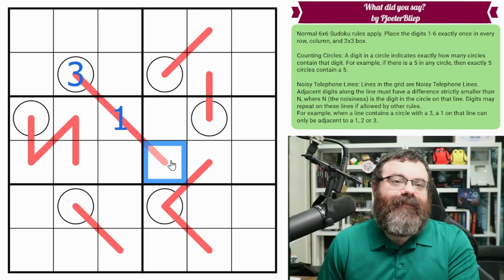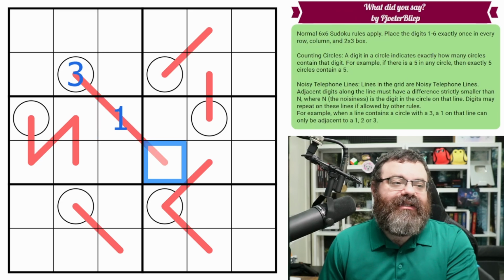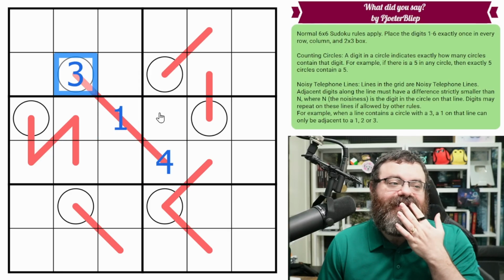So this could be, say, a difference strictly smaller than 3, not at most 3, so at most 2. So this could be a 1, 2, or 3. If this was a 4, 4 minus 1 is 3. That is not strictly smaller than this 3, so that's no good.